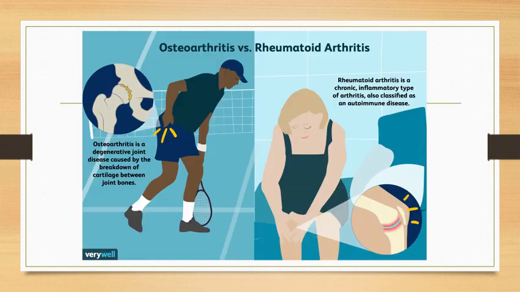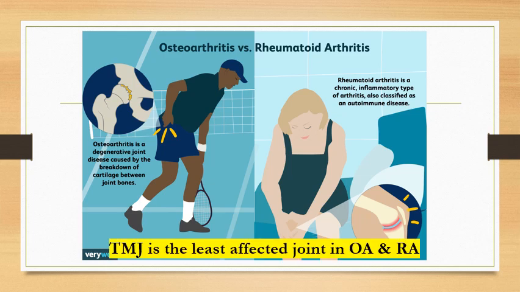And lastly, as you know, our synovial joints, specifically the knee joint, the hip joint, and the elbow joint, undergo osteoarthritis as well as rheumatoid arthritis with age. Osteoarthritis is an age-related degenerative joint disease which is caused by the breakdown of the cartilage between the joint bones. And rheumatoid arthritis is an autoimmune disease in which there is chronic inflammation of the joint space. Now fortunately, our temporomandibular joint is the least affected joint in both osteoarthritis and rheumatoid arthritis.